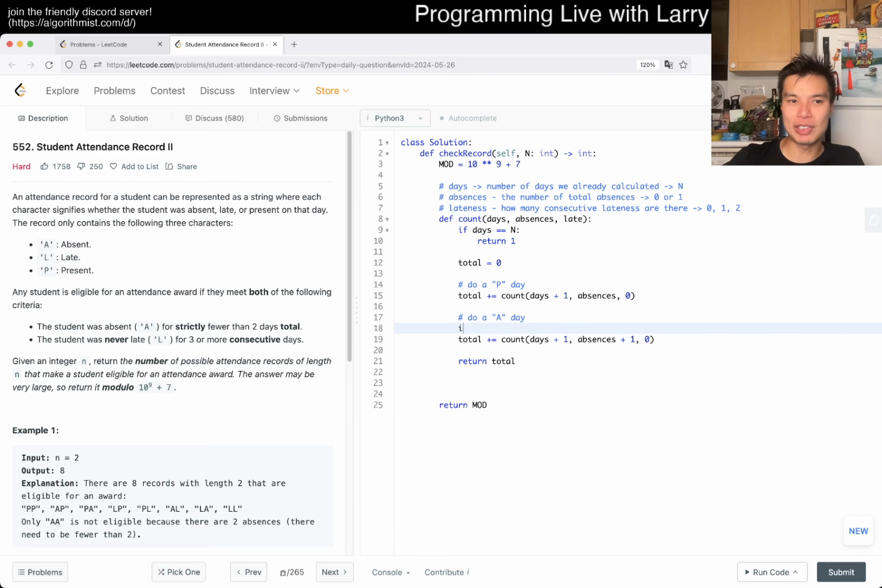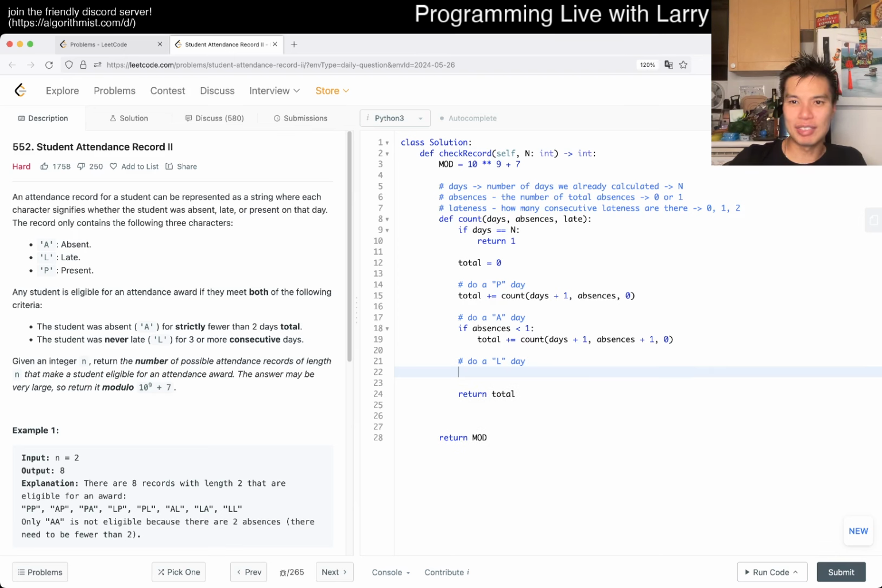But of course, we have to make sure that absences plus 1 is less than 2, right? So of course, you can subtract 1 from both sides. So then you can maybe just do that, and then do the late day, right?